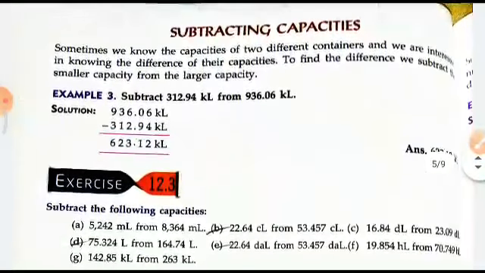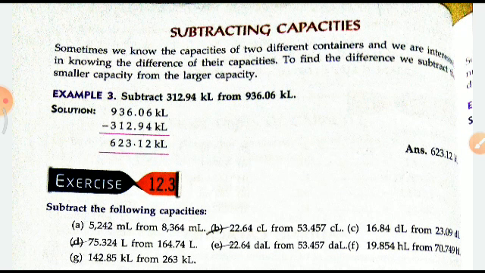Now in subtraction also you can see here that it's basically how you write the two numbers. We need to write them exactly under each other. Now subtraction is needed because sometimes the capacity is of two different containers and we are interested in knowing the difference of their capacities. To find the difference what we do is we subtract. Right? So after subtracting you will get the answer.